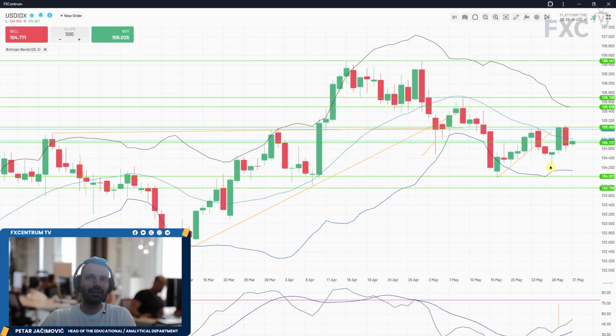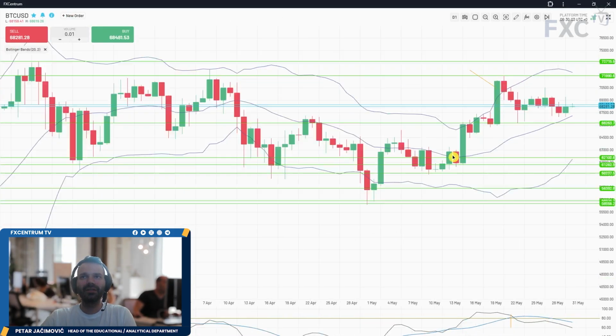We already had a higher low and higher high in the last few days relative to this low here, and as long as the dollar index is trading above the 104 mark, from my perspective, there is more upside potential on the dollar index.